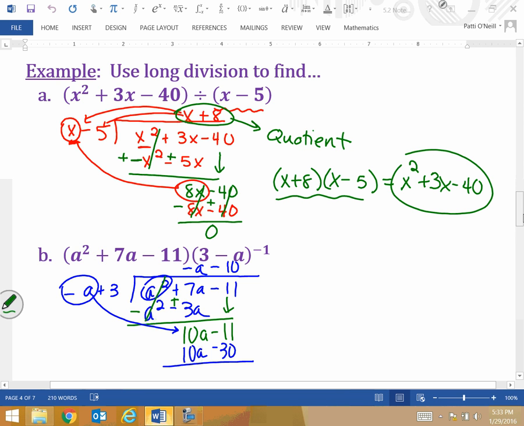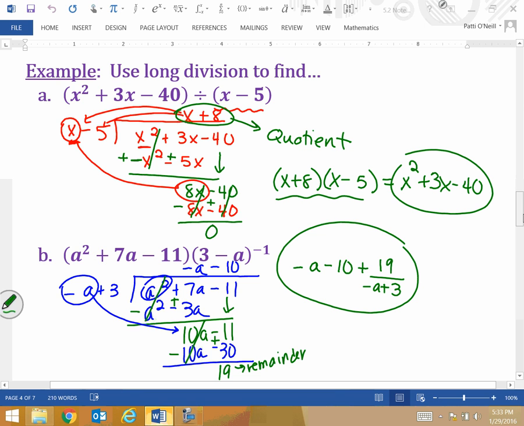Change our signs. These are out. Negative 11 plus 30 is 19. Now we have nothing else to bring down over here from the dividend, so this is our remainder. And we write our final answer as negative a minus 10 plus 19 over negative a plus 3.